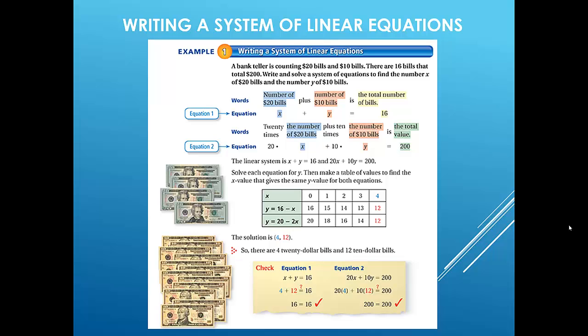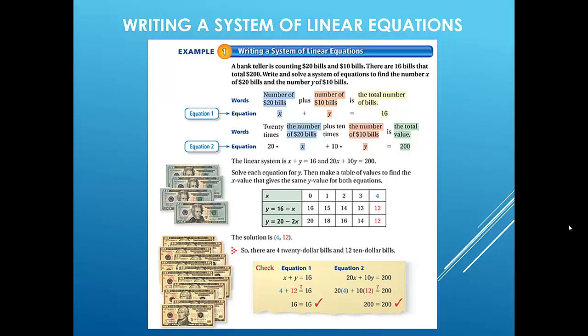So for our first equation, we want the number of $20 bills plus the number of $10 bills, and that would equal the total number of bills. For the number of $20 bills, we would say x. For the number of $10 bills, that's y. And then that would be equal to 16 because that's the total number of bills. So x plus y equals 16.